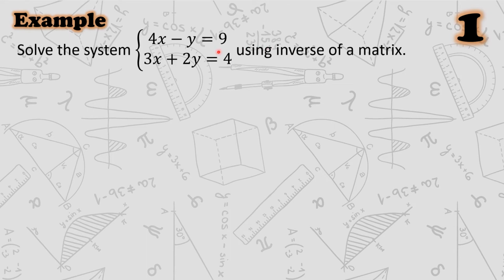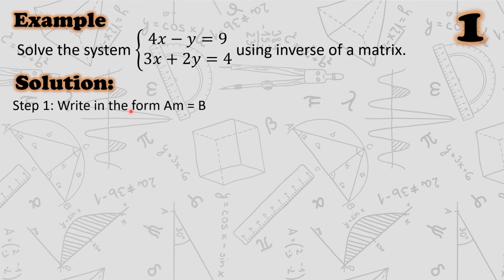This time, let us have some examples. Example number 1. Solve the system of equations 4x minus y equals 9 and 3x plus 2y equals 4 using inverse of a matrix. Here is our solution. Let us do the solution in a step-by-step manner.